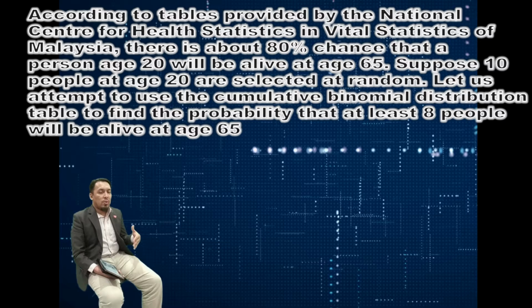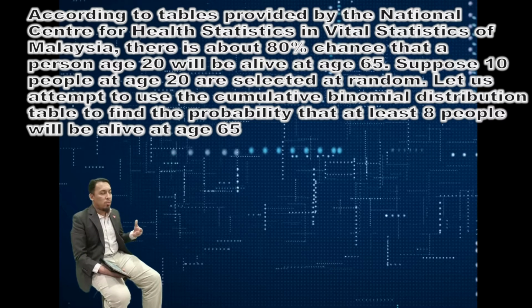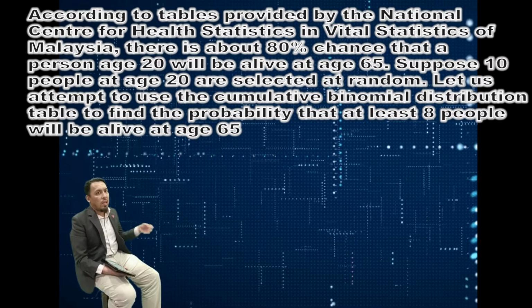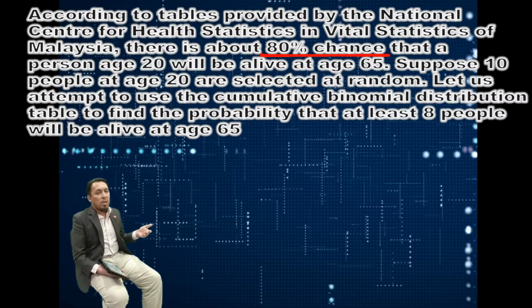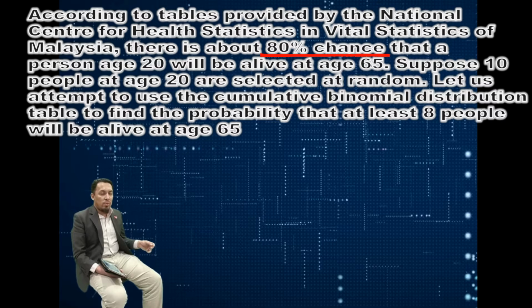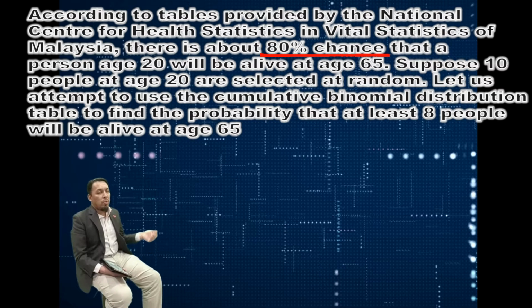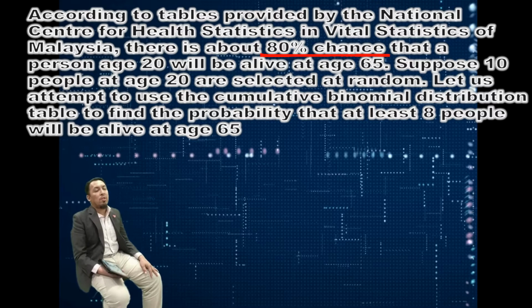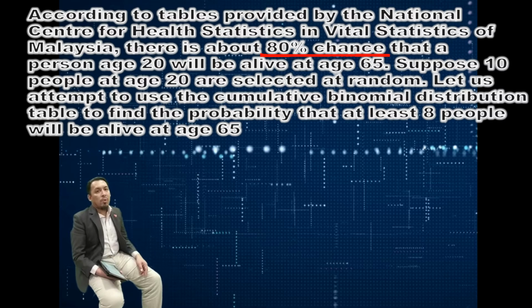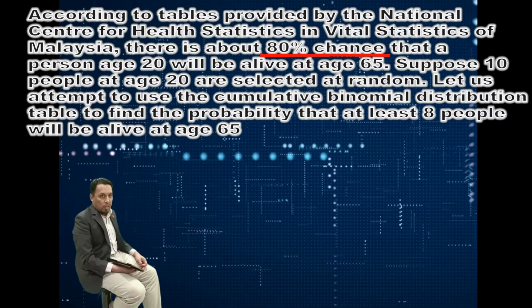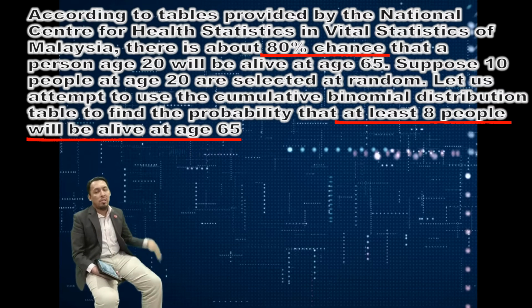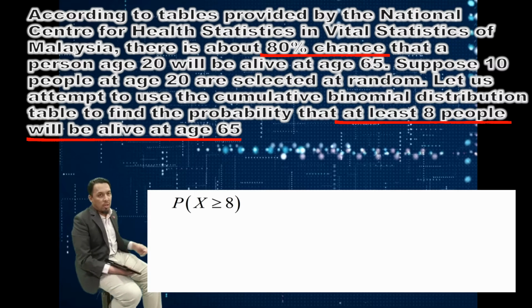First, let's make it a habit to see whether this is binomial or not. They are saying there is an 80% chance that a person aged 20 will be alive until 65. We see one percentage there. So what about the other 20%? It means the other 20% will not be alive at age 65. So two outcomes, so binomial. Now they want us to find the probability that at least 8 people will be alive at age 65. So basically P(X ≥ 8).